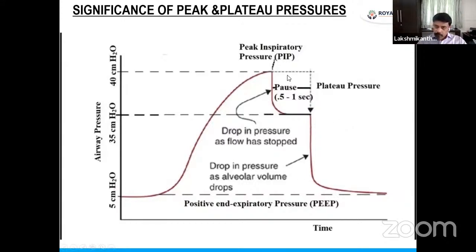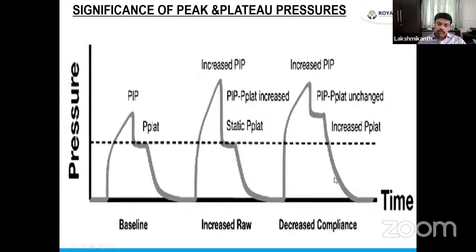So this is the peak inspiratory pressure, this is the plateau pressure, and the level of pressure from the peak down to the plateau pressure is what we call the driving pressure. That is the pressure needed for us to deliver the tidal volume. So why is it important?